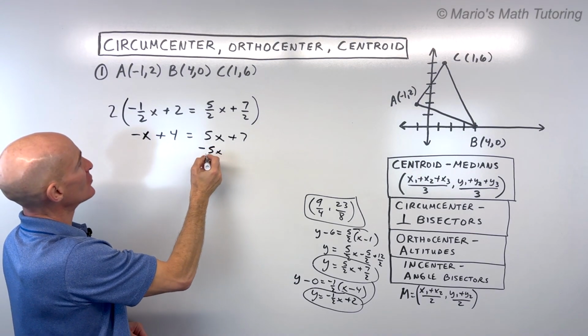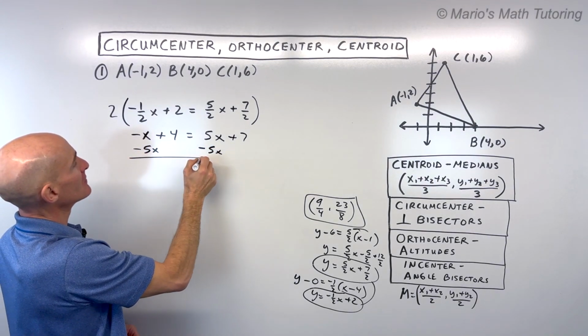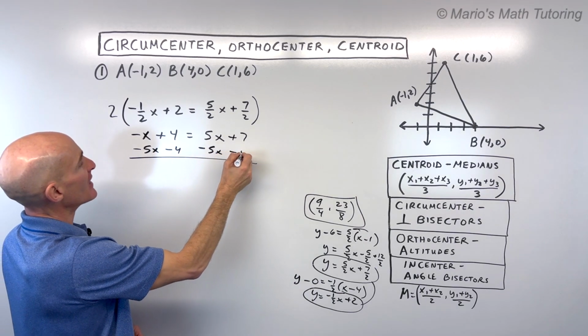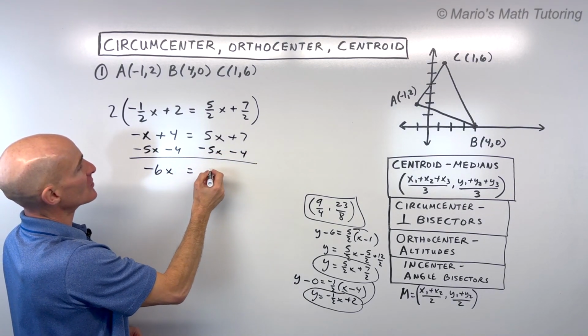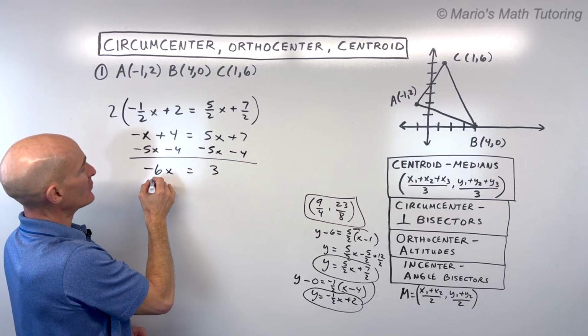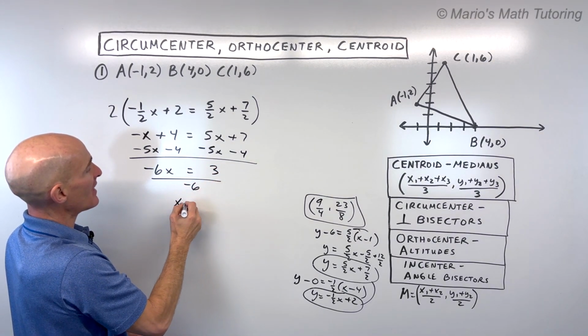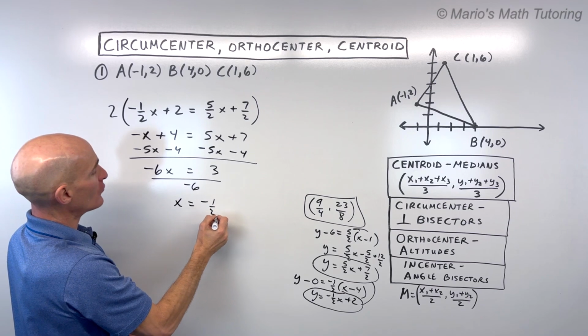So let's subtract 5x from both sides. Let's subtract 4 from both sides. So that comes out to negative 6x equals 3. And if we divide both sides by negative 6, x is equal to negative 1/2.